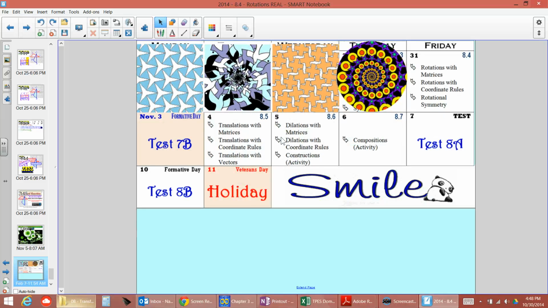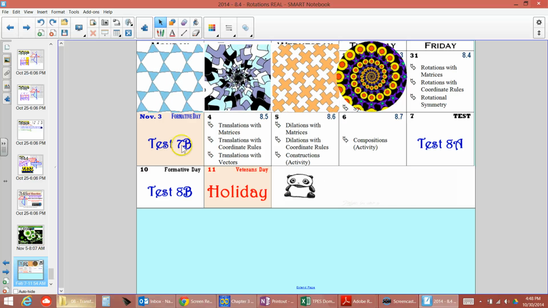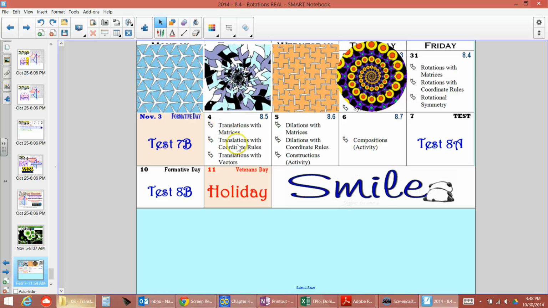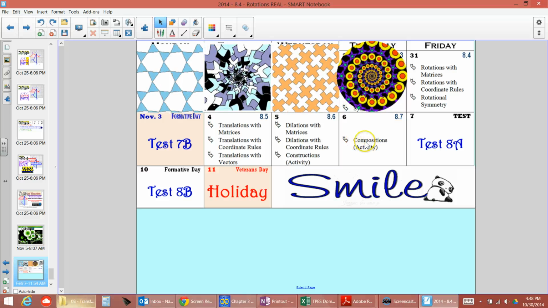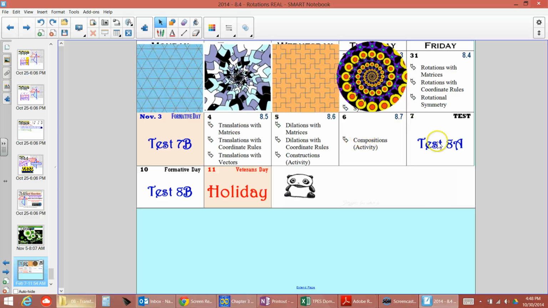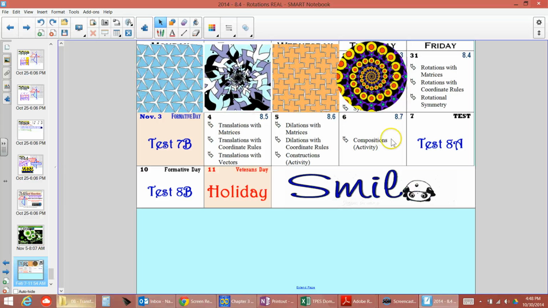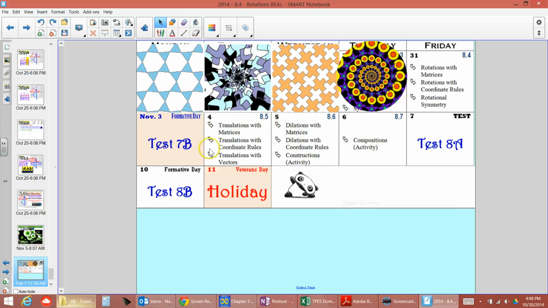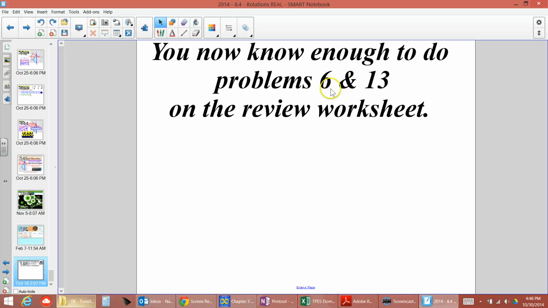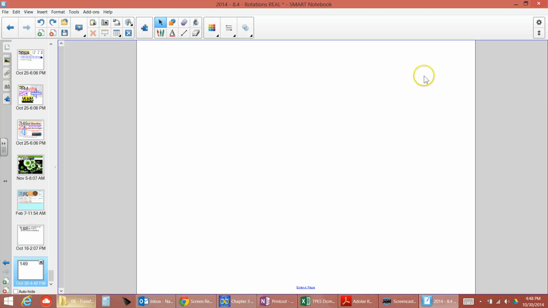Here's your calendar for next week. Retest on Monday, 8.5, 8.6, 8.7 activity, and then we're going to do test on chapter 8. All right, then. You can do the review worksheet problems 6 and 13, and that's it. I'm done.